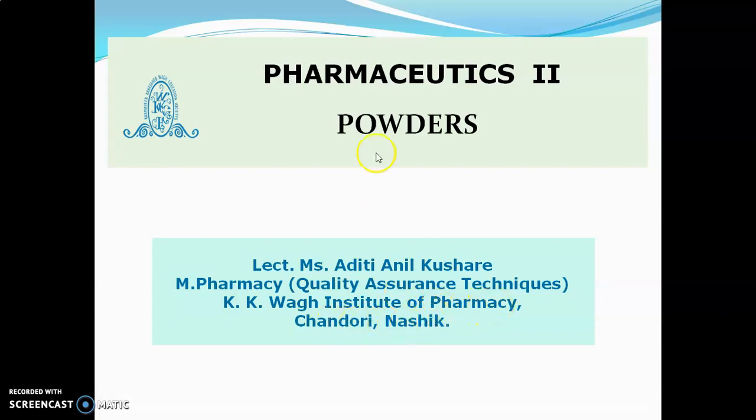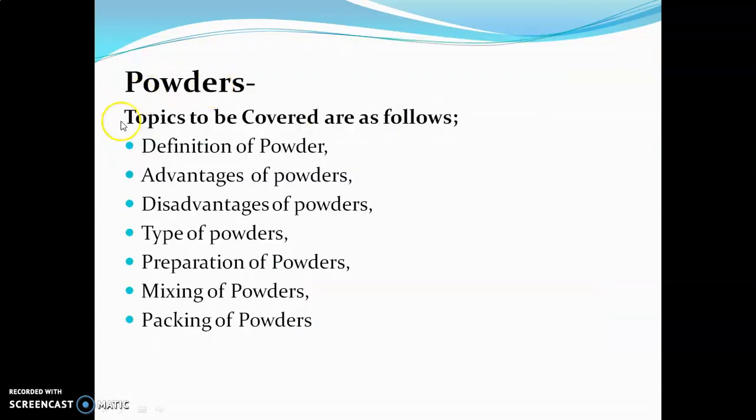Today we are going to discuss the topic powders from Pharmaceutics 2. The topics to be covered in this presentation are as follows: definition of powder, advantages of powders, disadvantages of powders, types of powders, preparation of powders, mixing of powders and packing of powders.